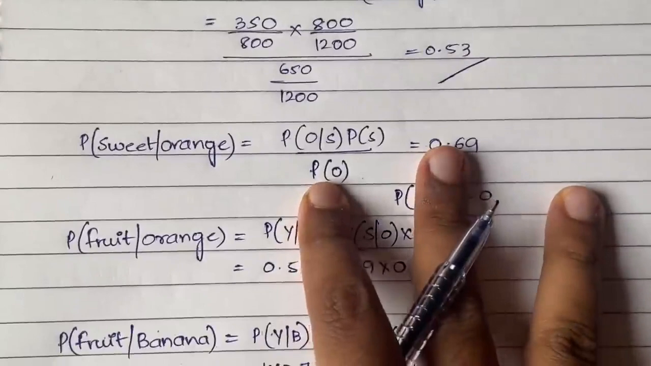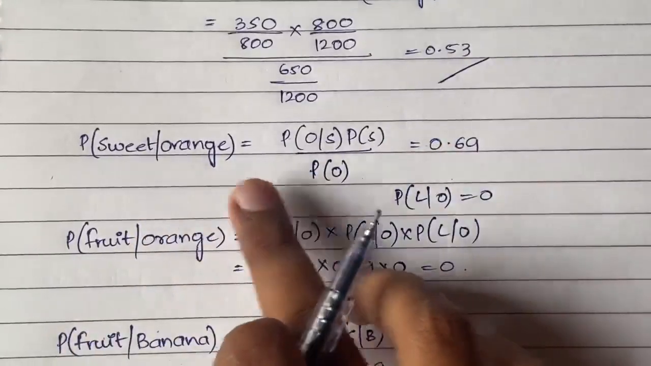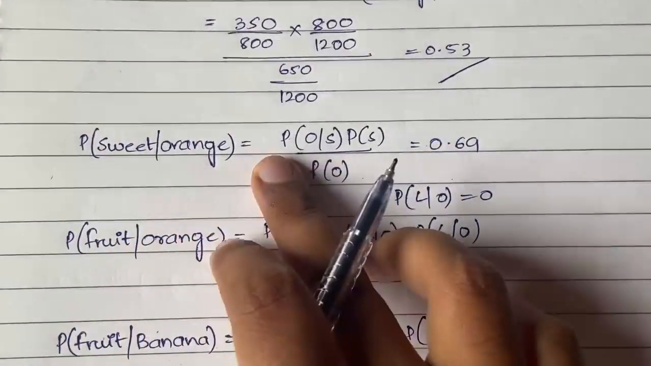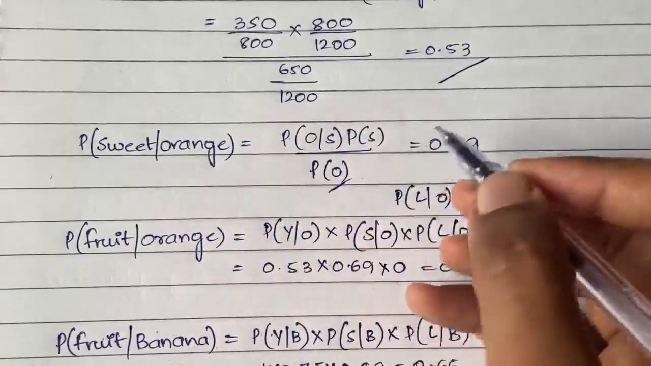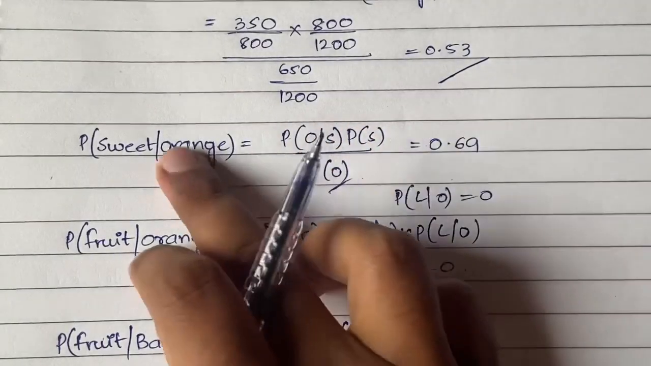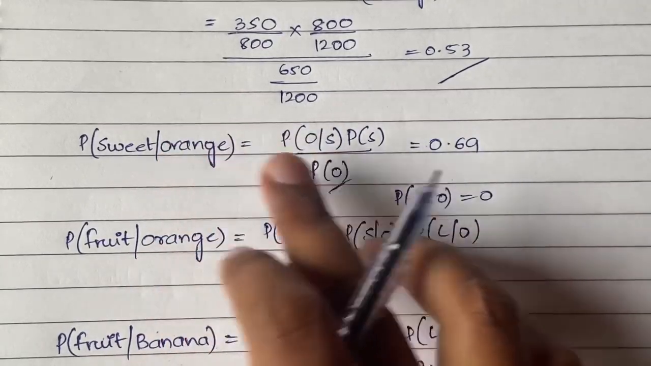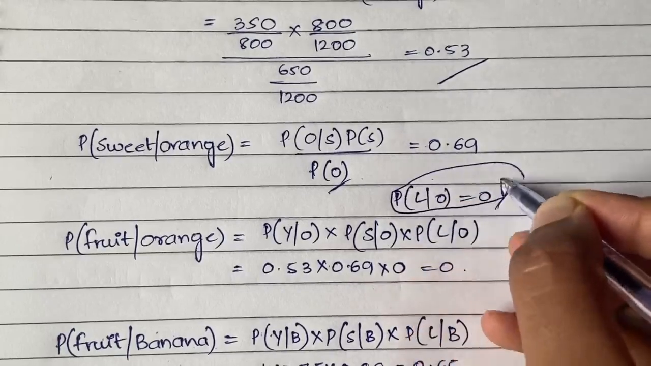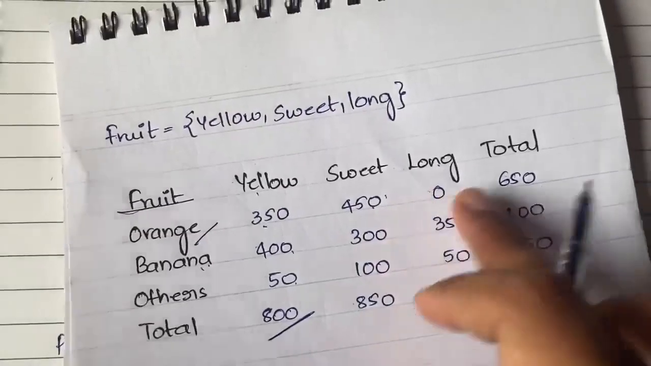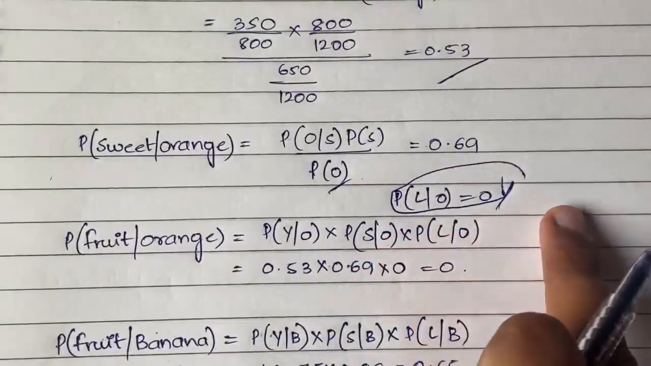Okay. Next, you need to do the same for sweet of orange also. For sweet of orange, what you will do? Probability of orange by sweet into P of S by P of O, and here it is orange. It is not others, it is orange. So like that you need to find out the probability for sweet of orange and for long of orange. Actually you'll get long of orange as 0 because you don't have any long oranges, right? See, long oranges are 0, so you'll get the probability of long of oranges 0.